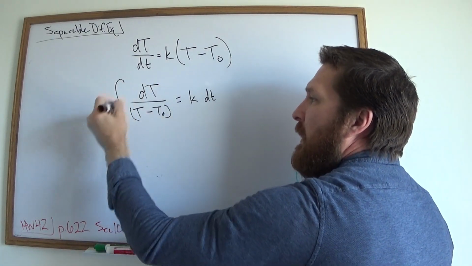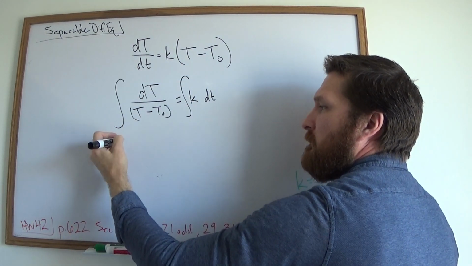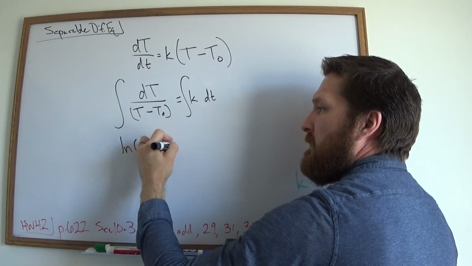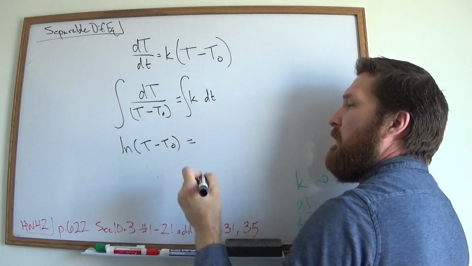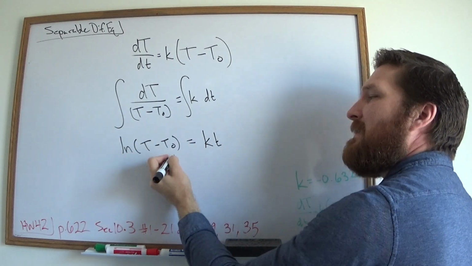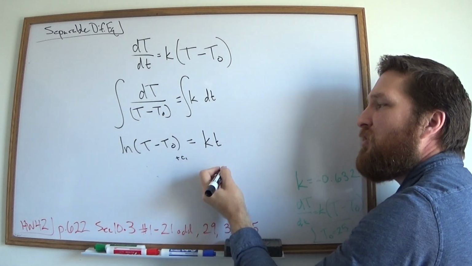We integrate both sides. What's that? Natural log of T minus T0. There we go. T minus T0 equals kt plus a constant. Now, what's one thing I didn't do? Because when you're doing differential equations, you just wait till the end.